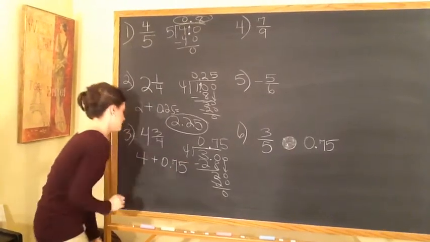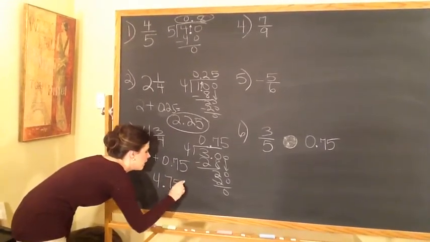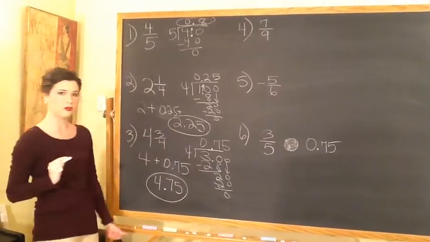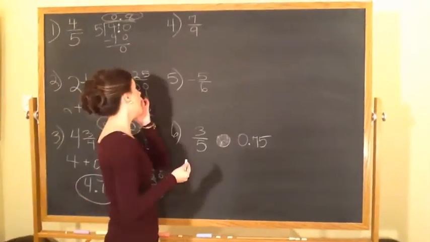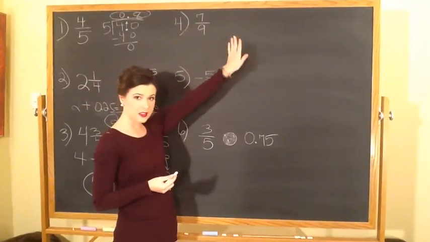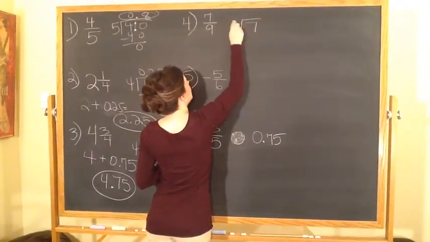75. We're going to add it together and get 4 and 75/100. And that is our decimal form. Let's go ahead and do another example up here. We have 7/9. So we're going to go ahead and divide. So let's go ahead and divide 7 divided by 9.